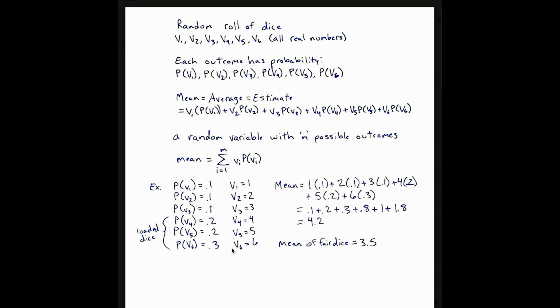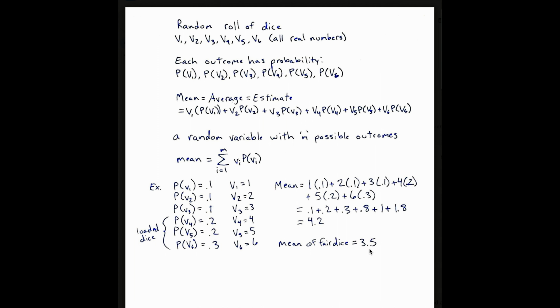You look at the probability of V sub 6, which is 0.3. You add all that up, you get 0.1 plus 0.2 plus 0.3 plus 0.8 plus 1 plus 1.8, and you get 4.2. So the mean of the loaded die is 4.2, whereas the mean from a fair die is 3.5.